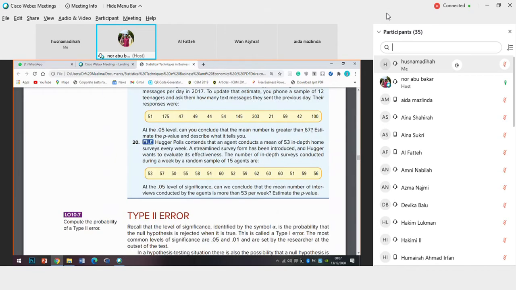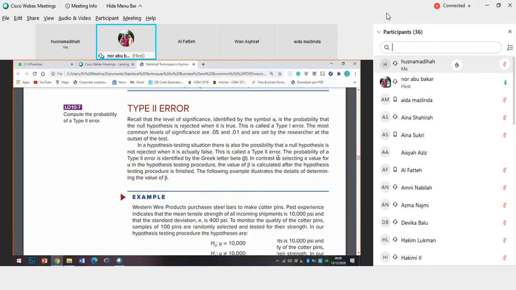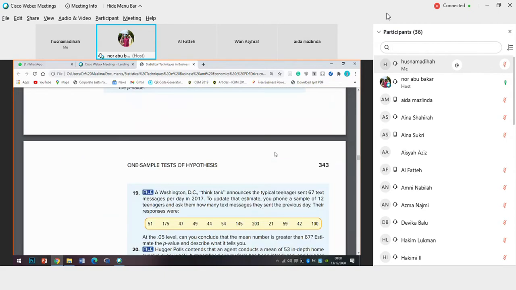Or probably kalau guna software ke ataupun Excel ke, mungkin awak boleh dapatkan anggaran yang lebih tepat. But however, if you use a table, then you can only estimate. Okay, jadi apa dia p-value?